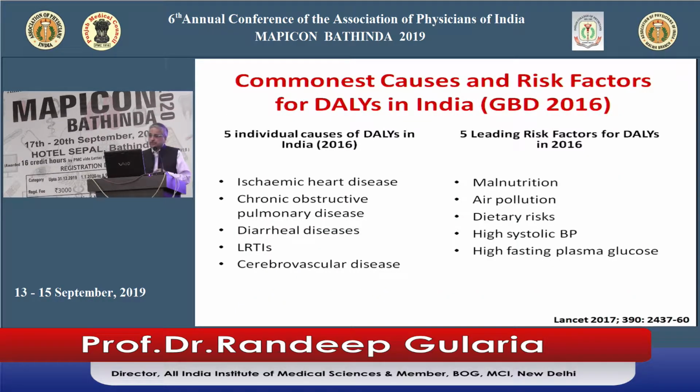What are the main causes of disability-adjusted life years? Ischemic heart disease, COPD, diarrhea, lower respiratory tract infections and cerebrovascular disease. But the leading risk factors are malnutrition, air pollution, dietary risk, high systolic blood pressure and fasting plasma blood glucose. Air pollution is right there on the top as one of the major factors which is associated with disability-adjusted life years lost. And it's a silent killer, and we really don't give much attention to it.